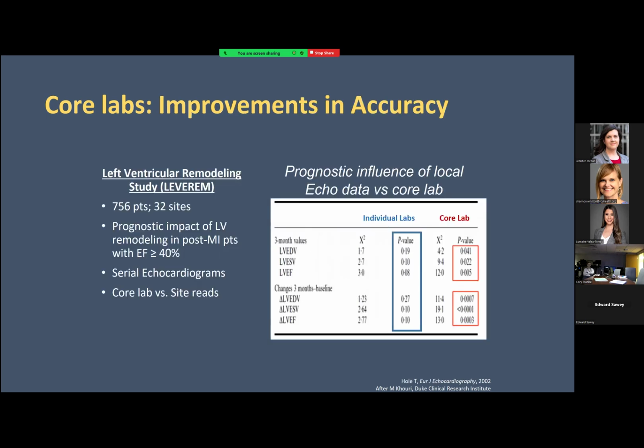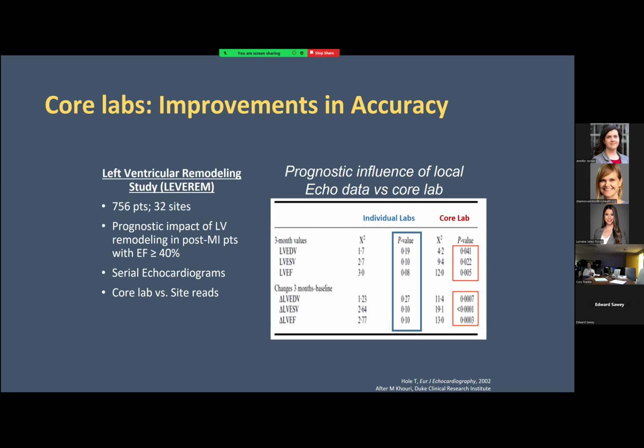So here's an example of the impact of a core lab in terms of accuracy. With the LV remodeling study, the LEVERM study, this was an echo core lab study. It involved over 756 patients at 32 sites. So right there off the bat, I'm thinking there's a lot of variability being introduced to the study. And the study was looking at the prognostic impact of LV remodeling post-MI in patients who have an EF greater than 40. So they did serial echoes, and they compared the local site reads, individual labs, versus the core labs.